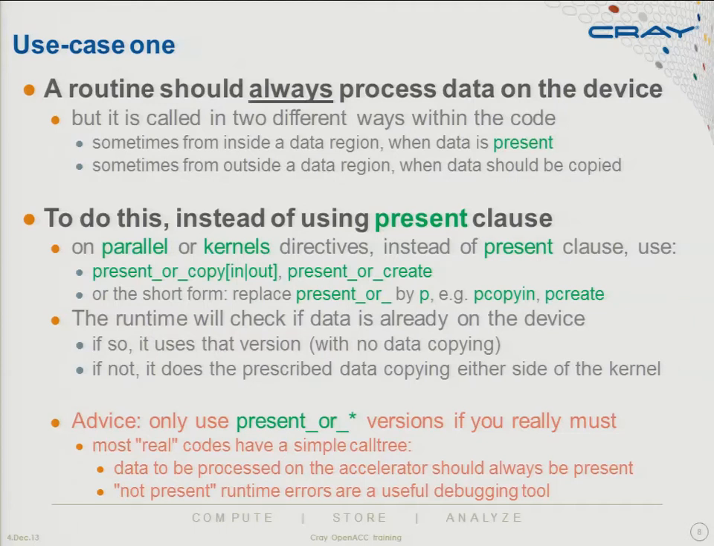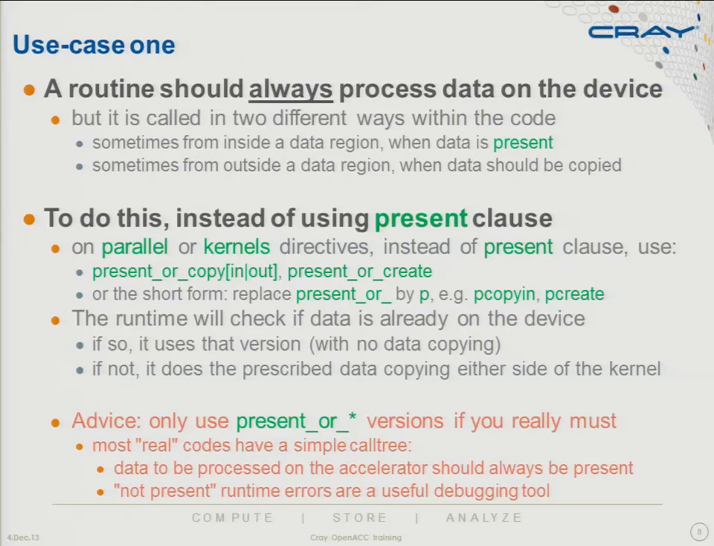If you sometimes call a routine from inside a data region and the data is present, but at other times in the same code, you call the same routine from outside a data region and you want the data to be processed on the GPU, but it's not on the GPU, so it should first move there. What you say is, instead of using the present clause for these kernels or this data region, you say present or copy in, present or copy out, present or create.